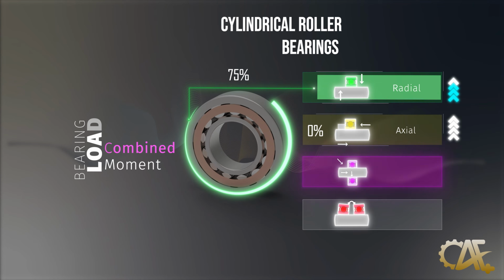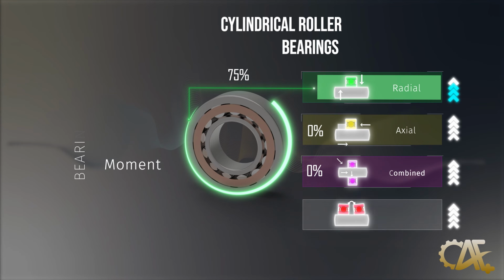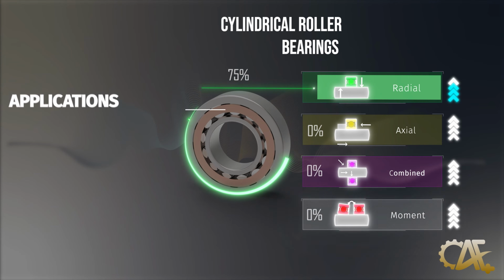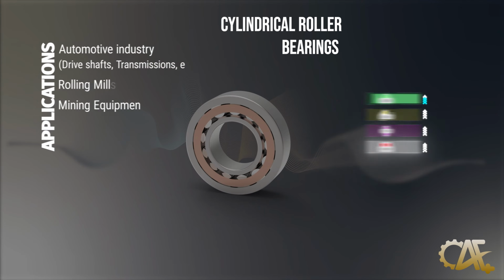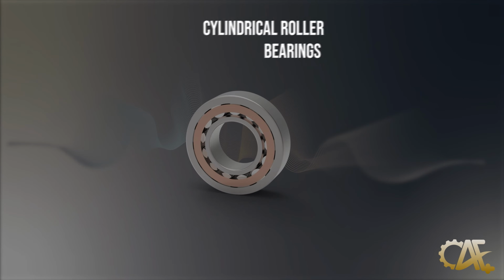Although adjustments can enhance its axial load capacity, in its unmodified form the cylindrical bearing is not ideal for either axial or combined loads. Furthermore, its ability to handle moment load is limited unless it's paired in opposing directions. Ultimately, these bearings shine in applications demanding heavy radial load, making them top choices for drive shaft bearings, rolling mills, and mining equipment.